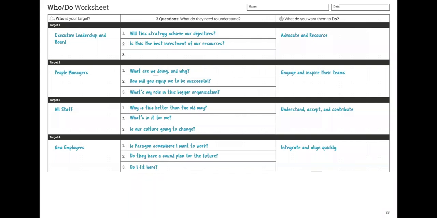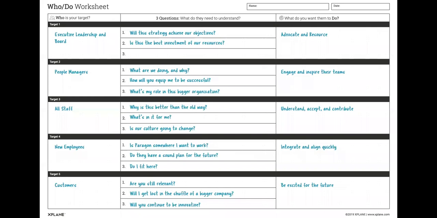With these folks, we want to make sure that we're integrating and aligning them quickly into Paragon and where we're headed. And they're probably wondering things like, is Paragon somewhere I want to work? Do they have a sound plan for the future? And do I fit here? These are people that are both joining the company voluntarily, as well as people that are maybe joining the company through a merger.